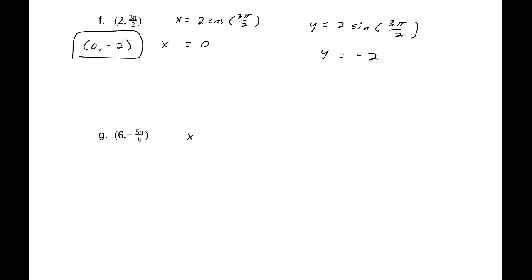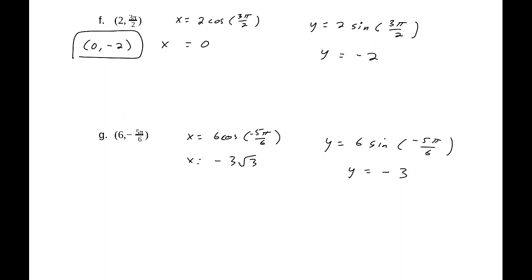G, x equals 6 cosine of negative 5 pi over 6, and y is 6 times sine of negative 5 pi over 6. So for the first, okay, x is going to be negative 3 root 3. And our y value is going to be negative 3. Which means our point is negative 3 root 3, comma, negative 3.